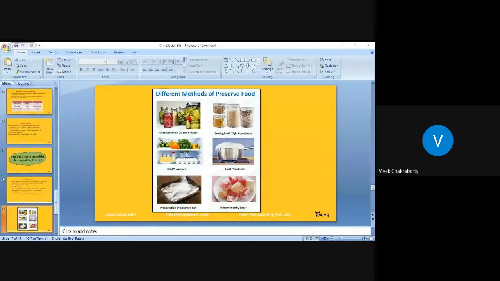Yes, ma'am. Ma'am, I said that I didn't understand the heat treatment, so can you repeat it? Okay, so the thing is very simple. I'm now trying to explain it in Hindi.